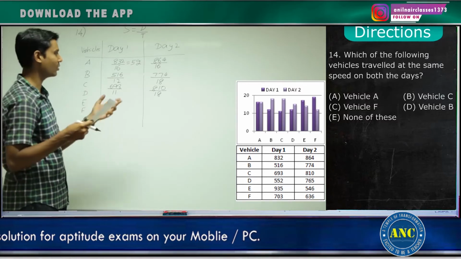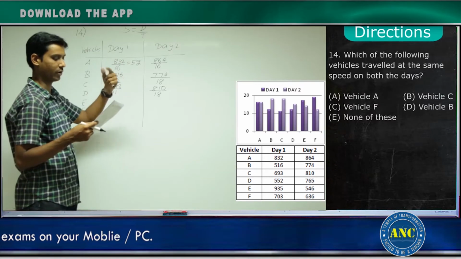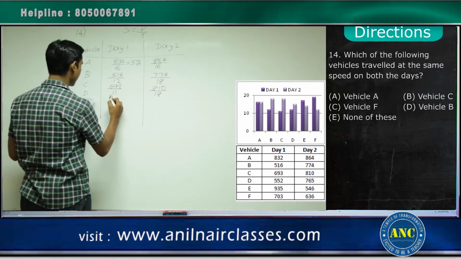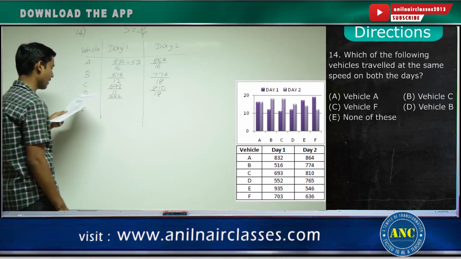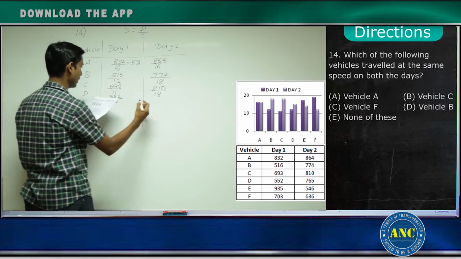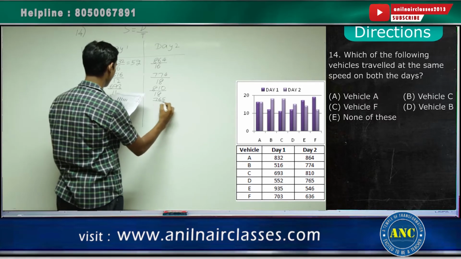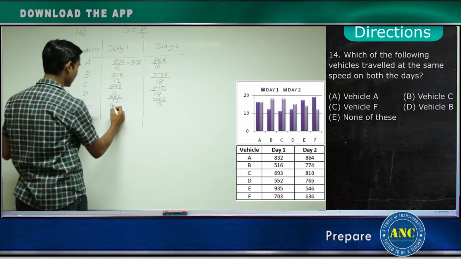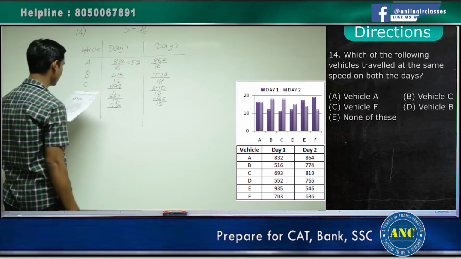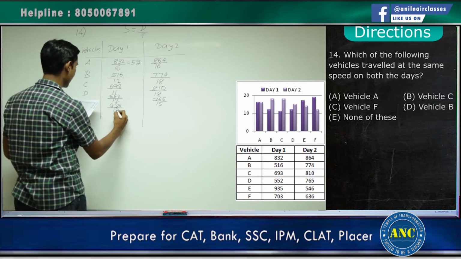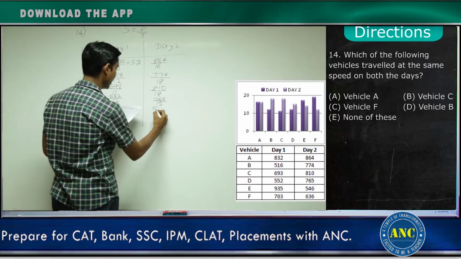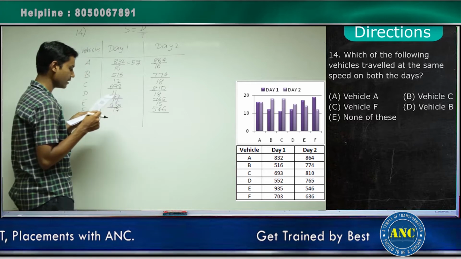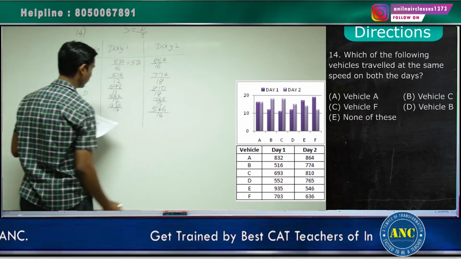Understanding right? How am I writing all these values? Just take the values from the tabular form and divide it by the bar graph. You will get the value. Vehicle D, it is 552 divided by, what is the value for vehicle D? It is 12. Similarly, vehicle D on day 2, 765 divided by 15. Vehicle E and F. E it is 935 divided by 17. This on day 2 vehicle E it is 546 divided by 14.